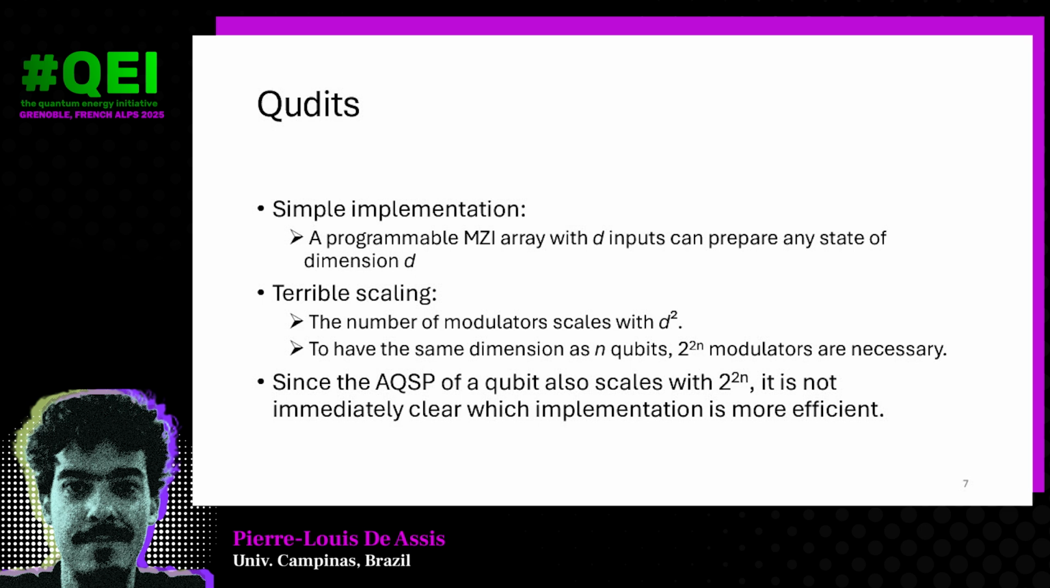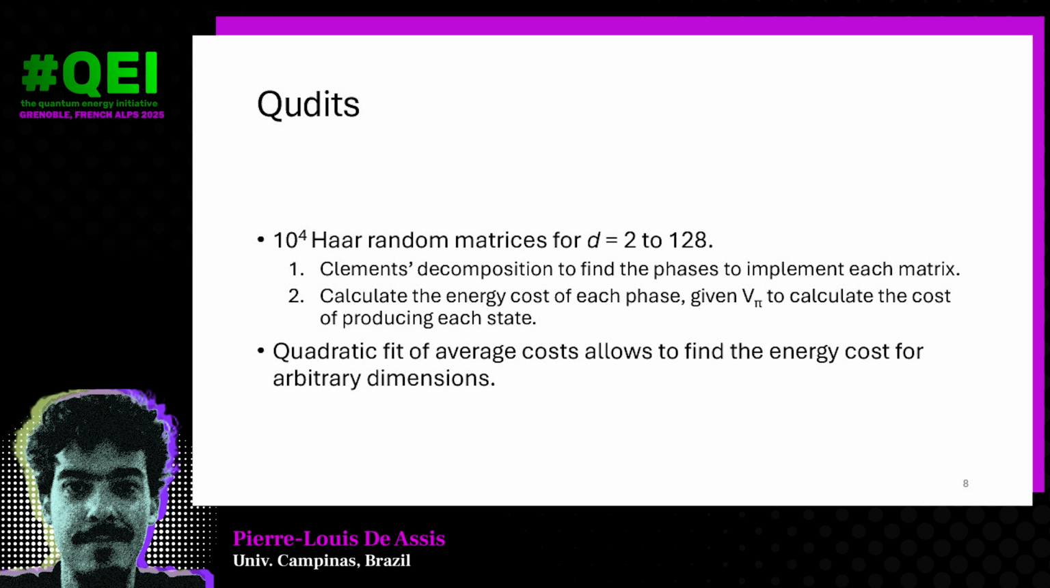Since you have this scaling also for the CNOT gates in the qubit picture, it was not very clear to us which one would be more efficient, or if they would both be comparable in efficiency. So that's why we investigated qudits and qubits. For qudits, we selected just 10^4 Haar random matrices with D from 2 to 128. We performed the decomposition, and we calculated the energy cost of preparing that matrix given the phases we obtained from the Clements decomposition. And then we fit this data to extrapolate it to a large dimension, or a large number of equivalent qubits, let's say.